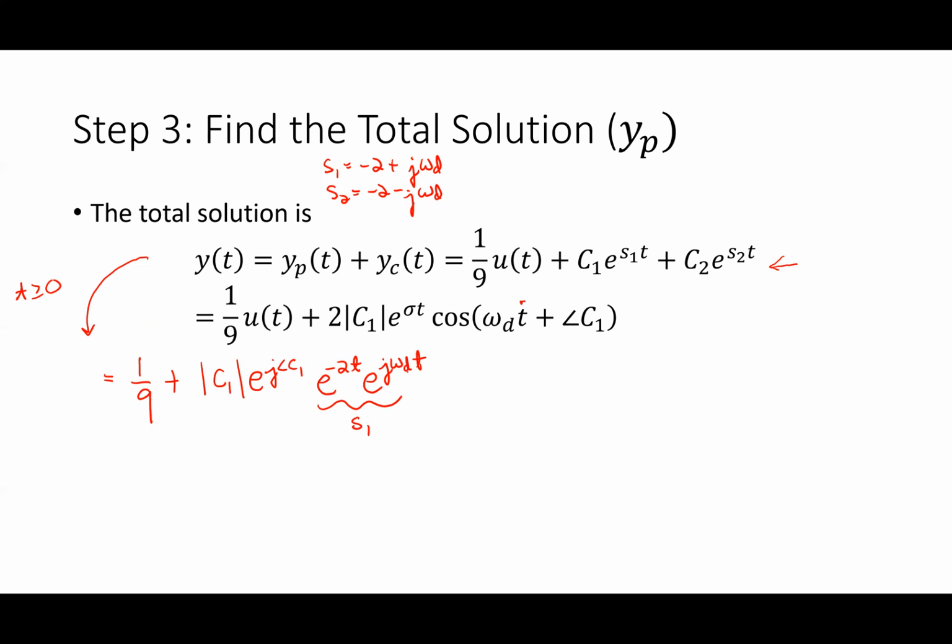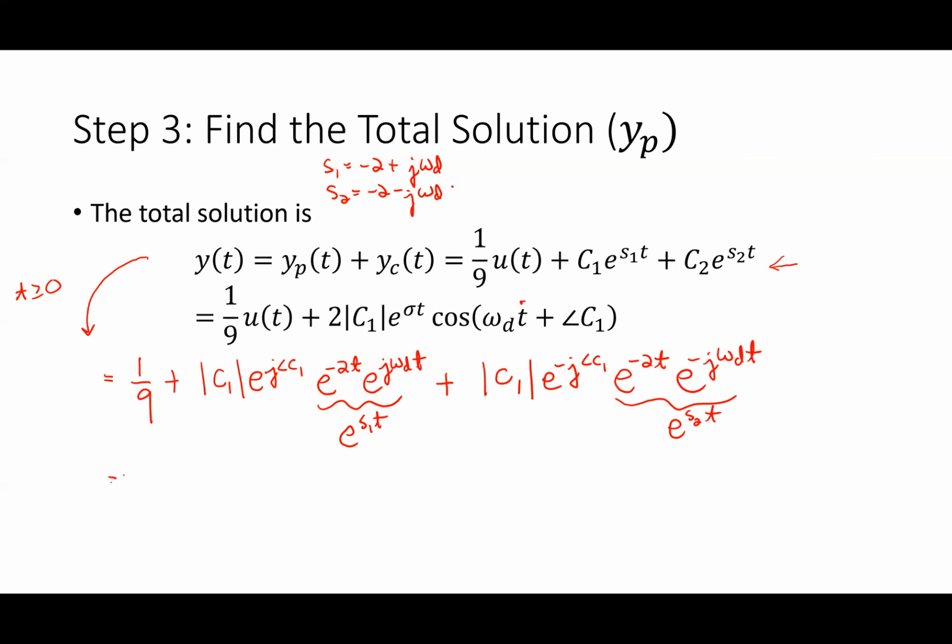All right. So more explicitly, this term here is e to the S1t. And then I have magnitude C1. So for C2, C2 is magnitude C1 with a negative angle of C1 times e to the negative 2t times e to the negative j omega dt, like that, okay? Where this is my e to the S2t. And you can see how that breaks up again if you plug in the roots. All right, so we're plugging right along now.